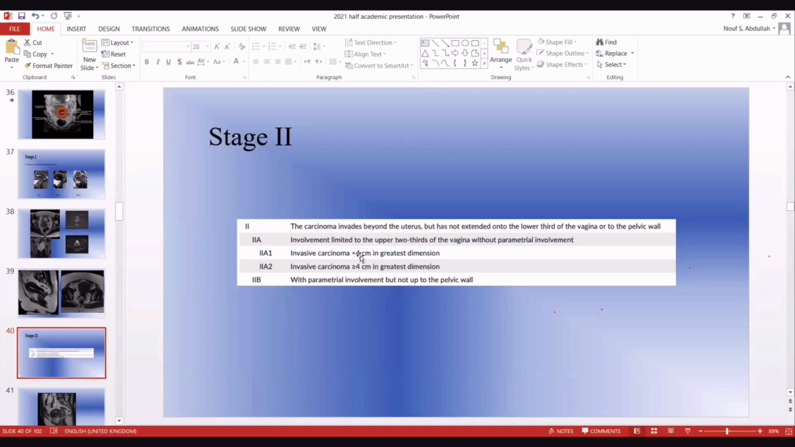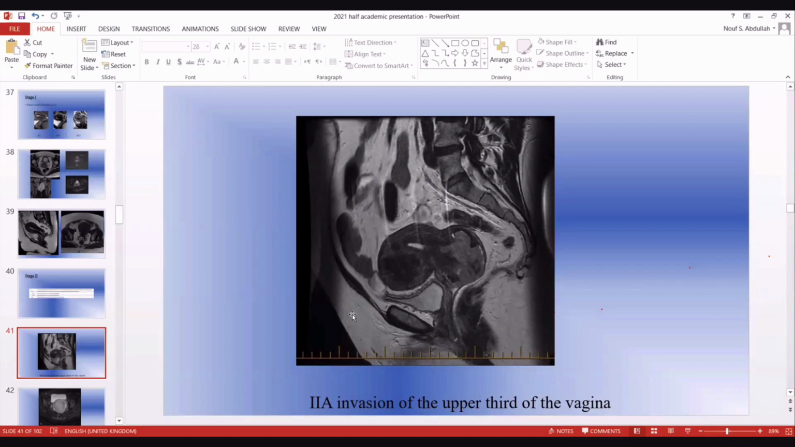So, involvement of the upper 2/3 of the vagina is 2A. Involvement of the parametrium is 2B. The way I remember it is B and B. So B and P, parametrium. So 2B and 2B. 2A is the upper third of the vagina. So let's look at this case.